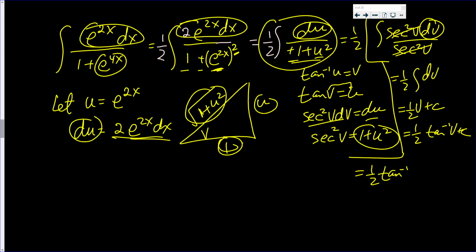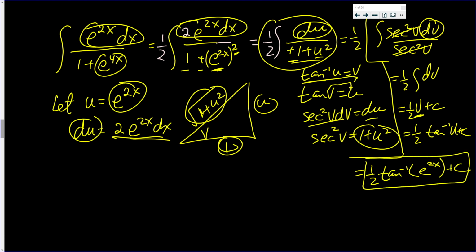So V, that V is the arctangent of u. And u was e to the 2x. E to the 2x plus a constant. If you don't believe this is correct, you take the derivative of this. If you want to check if it's right, you take the derivative of that, and you will get something that equals that.